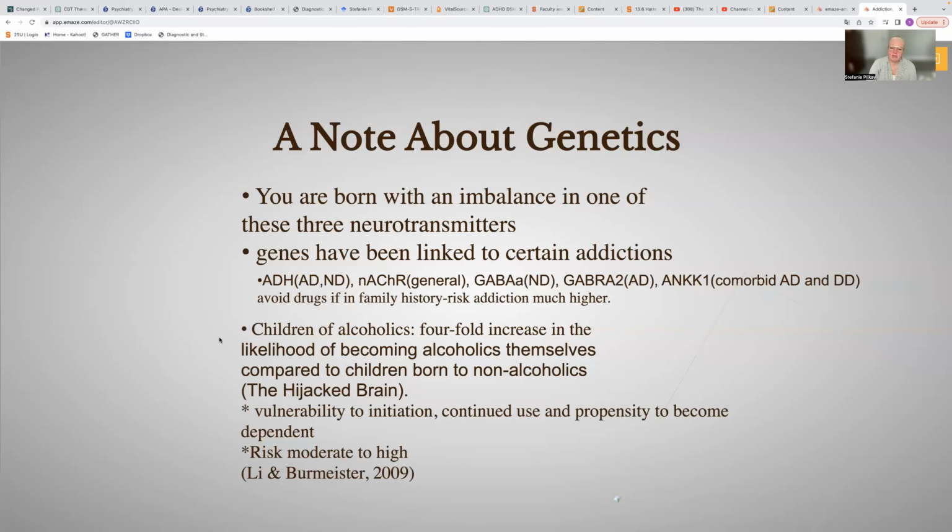Children of alcoholics have a 4-fold increase in the likelihood of becoming alcoholics themselves compared to children born to non-alcoholics, and vulnerability to initiation, continued use, and propensity to become dependent. And the risk for these individuals is moderate to high.